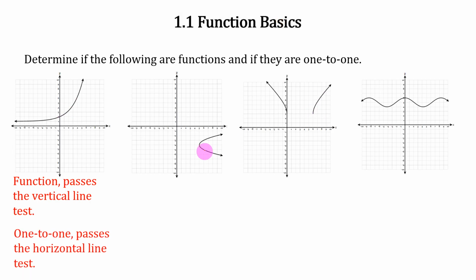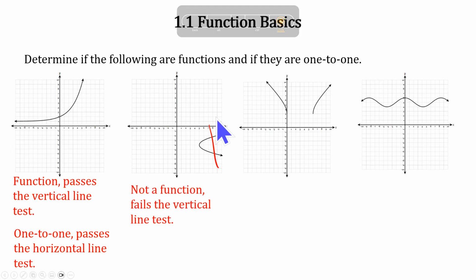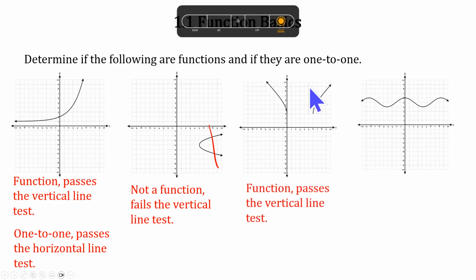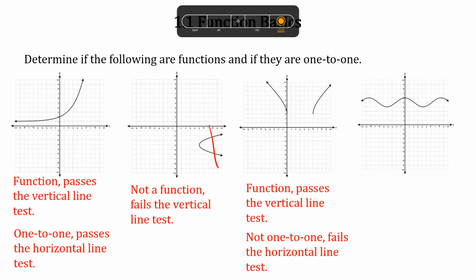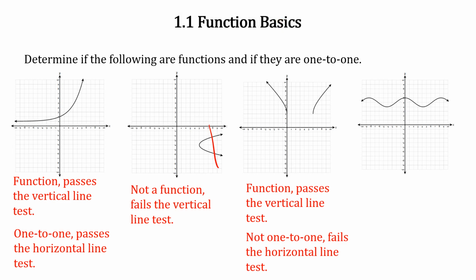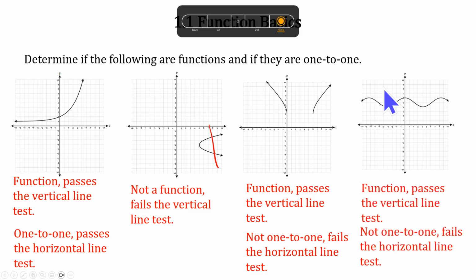Second one obviously is not a function. It's not going to pass that, should have been a horizontal line, I apologize. So that's not a function. We don't even check if they're one-to-one if it's not a function. This one is a function. Despite having a gap in the middle, it's still a function because it's going to pass a vertical line test. It never touches a line more than once. But it would fail a horizontal line test, so it's not one-to-one. Here, same thing. It's going to pass a vertical line test, but it's going to fail the horizontal line test.